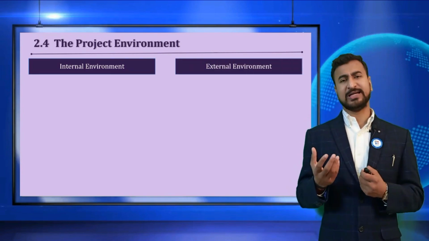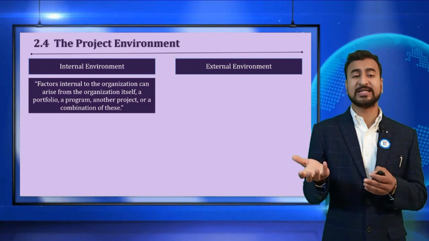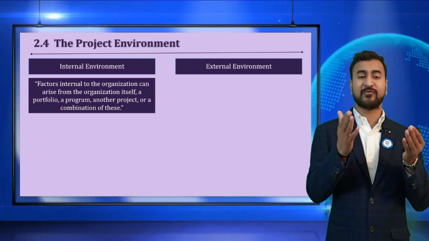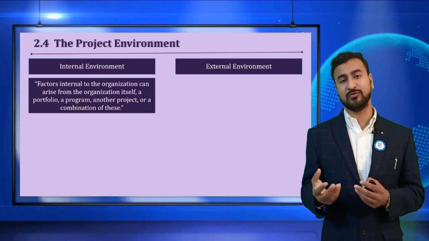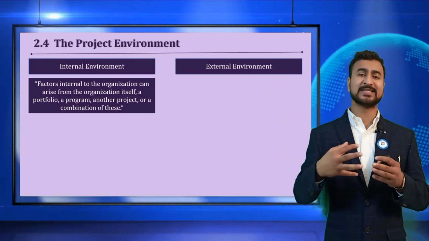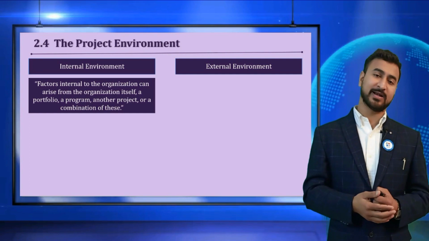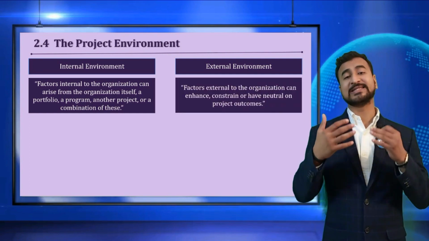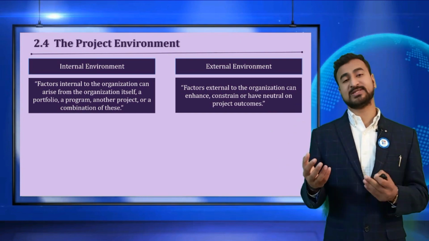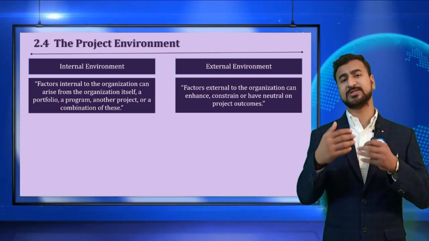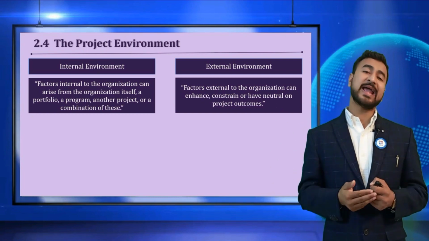Internal environment would be like your deliverables, your ecosystem, factors internal to the organization that can arise from the organization itself, like from the portfolio, program, or another project, or sometimes a combination of all that influence. Your internal organization politics, your process assets, and how you govern the projects are all defined under the internal environment. And the external environment is the factors not in your control, external to the organization, that sometimes impact the outcomes. Government policies, norms, cultures, sometimes a dependency on logistics, your vendors, and all that are the external environment.